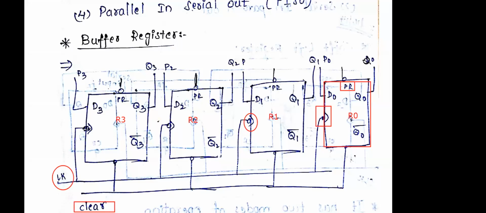If you observe the inputs that are connected to all the flip-flops, D3, D2, D1, D0. How are they connected? D3 is connected to the parallel data P3. D2 is connected to the parallel data P2. D1 is connected to the parallel data P1. D0 is connected to the parallel data P0.